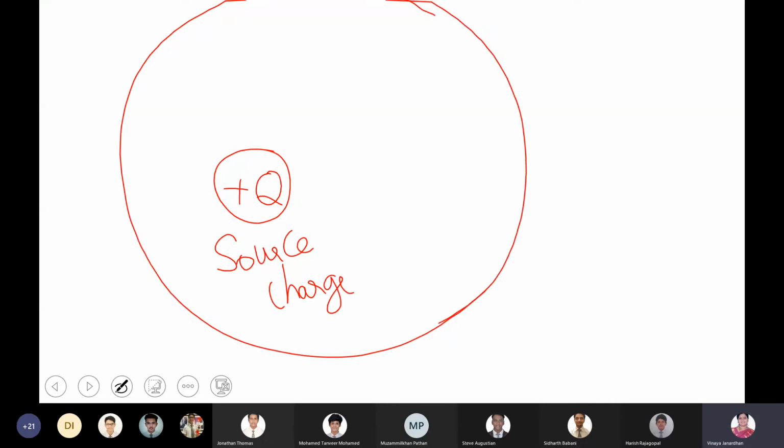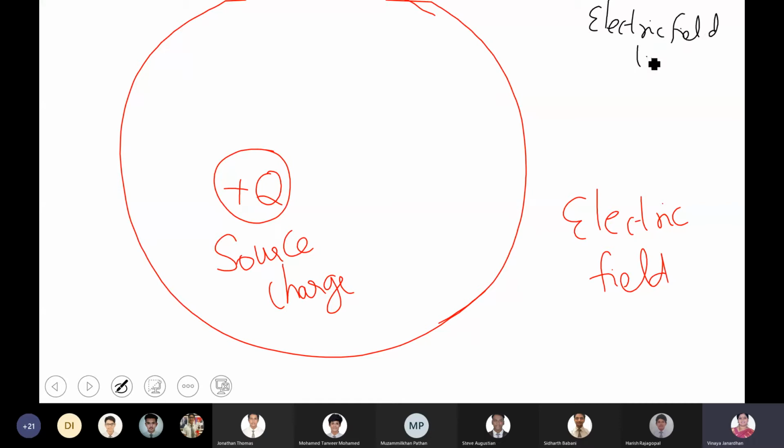Now this electric field is represented by electric field lines. This is an electric field. Now your aim is to define what is an electric field line, right? What do you mean by electric field line? For that, let me place a test charge. A test charge is always a unit positive charge. It is always a unit positive charge.